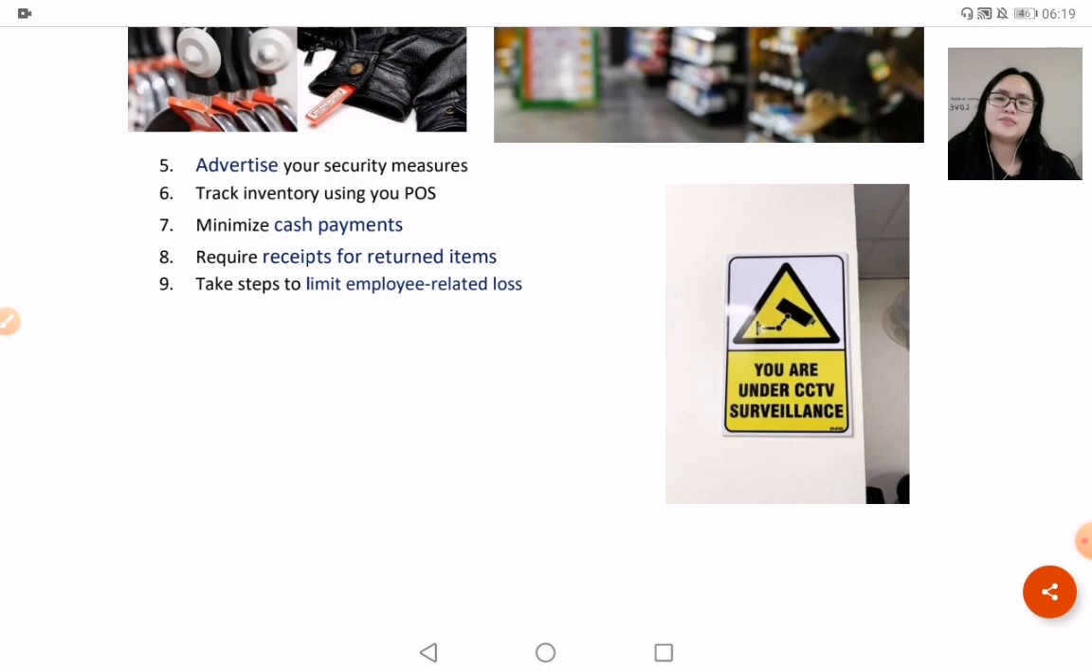Next, number 7 is to minimize cash payment. This can serve as an example: a customer pays 100 and should get a balance of 50 ringgit, but instead of giving 50 ringgit, you give the customer 60 ringgit. So there is a 10 ringgit difference, and actually it's a loss that costs you money, because the inventory is less. So it causes a shortage.